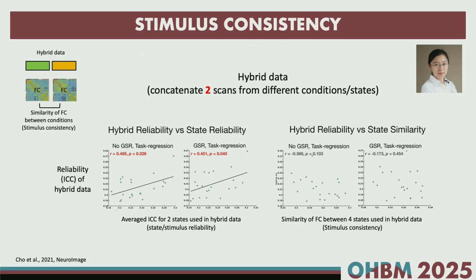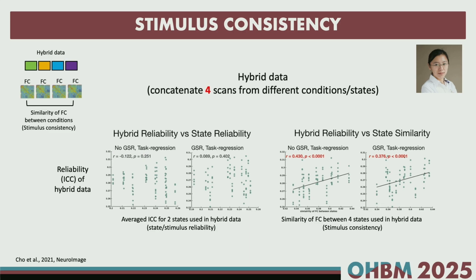If we have different stimuli or conditions in our two scans, we can merge them together to make this hybrid data. The question is, if we do that, does the reliability of that hybrid data depend more on the reliability of the two conditions that we're merging, or does it rely more on how similar the two stimuli are? It turns out that the reliability of the two scans matters more, and it has a positive relationship with the reliability of the hybrid data. On the other hand, the stimulus consistency doesn't seem to play a significant role here.